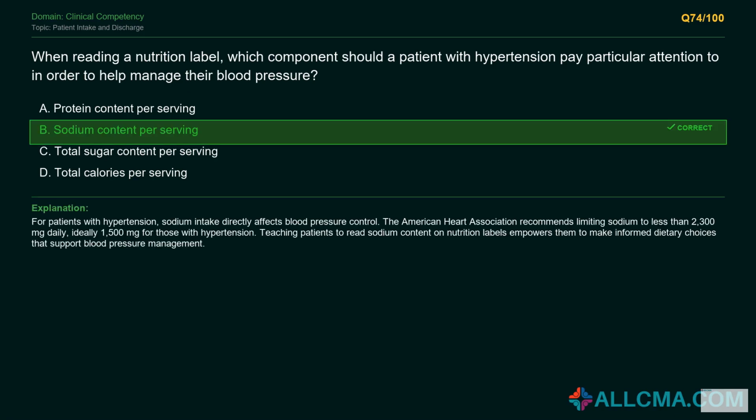The correct answer is B. For patients with hypertension, sodium intake directly affects blood pressure control. The American Heart Association recommends limiting sodium to less than 2,300 milligrams daily, ideally 1,500 milligrams for those with hypertension. Teaching patients to read sodium content on nutrition labels empowers them to make informed dietary choices that support blood pressure management.